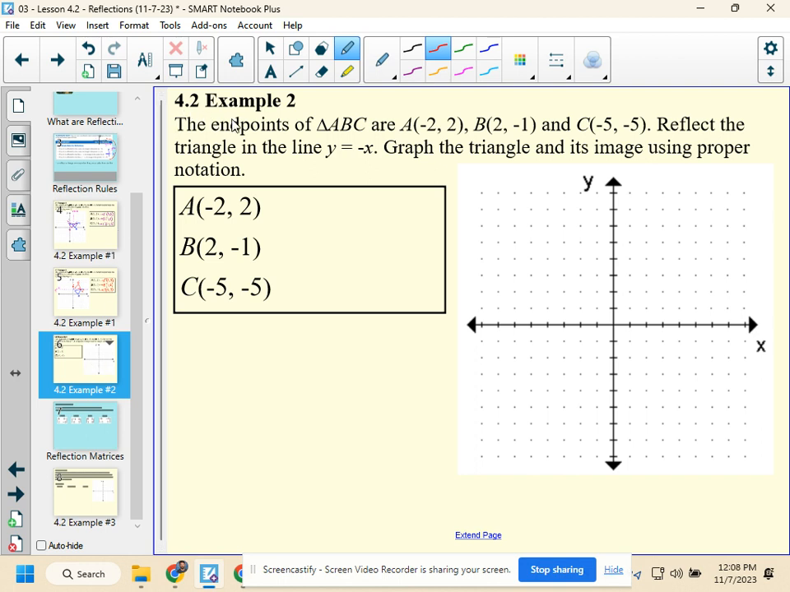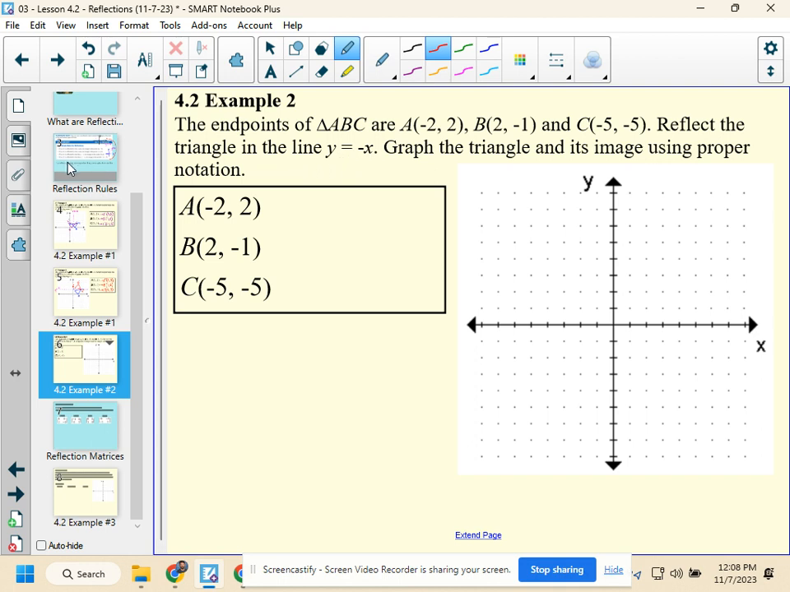So it says the points of triangle ABC are A (-2, 2), B (2, -1), and C (-5, ...). Reflect the triangle over the line y equals -x. Graph the triangle and its image using proper notation. Okay, so in order for me to do this, I need to go back to my rule list and jot down at least what is the rule for y equals -x.